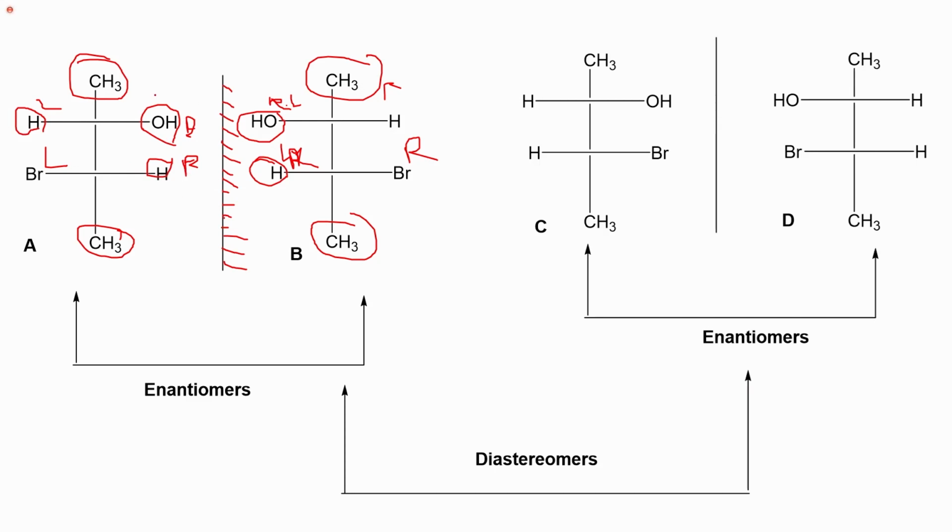We can also identify what is R and S at this carbon center and this carbon center. This carbon is one, this carbon is two, this carbon is three, and this is four. So one, two, three, four is clockwise. That means it is R.